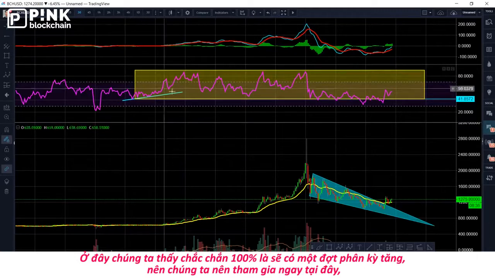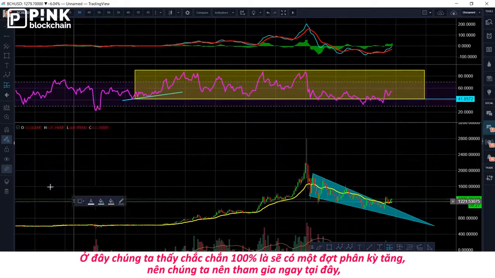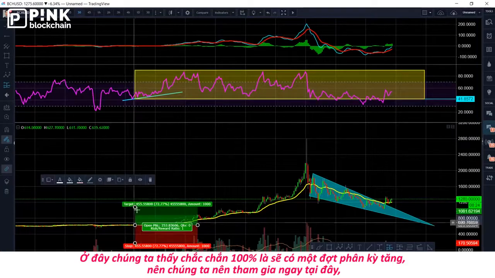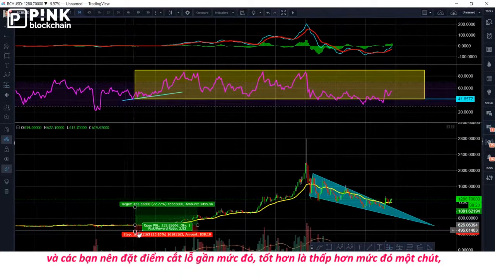So here, guys, we see a bullish divergence, 100%. Would you agree with me? Yeah, you guys would agree with me. I hope you would agree with me. So where would we have entered a trade? We would have entered a trade right here, okay? And you guys would have set your stop loss for around right there, a little bit lower than there.